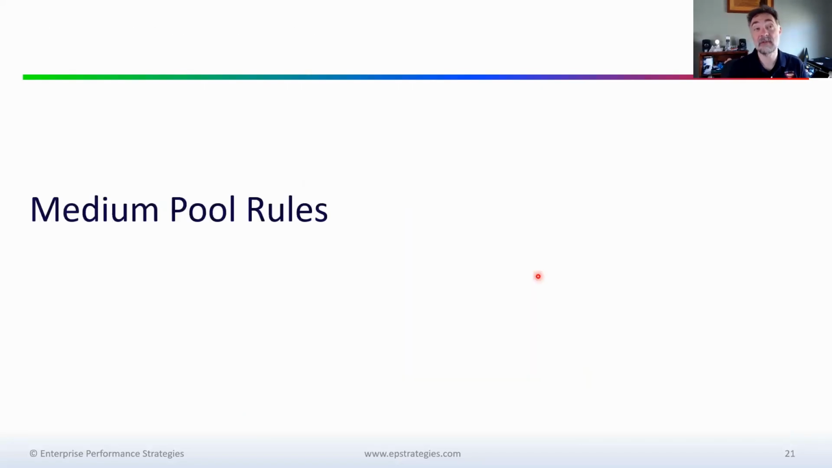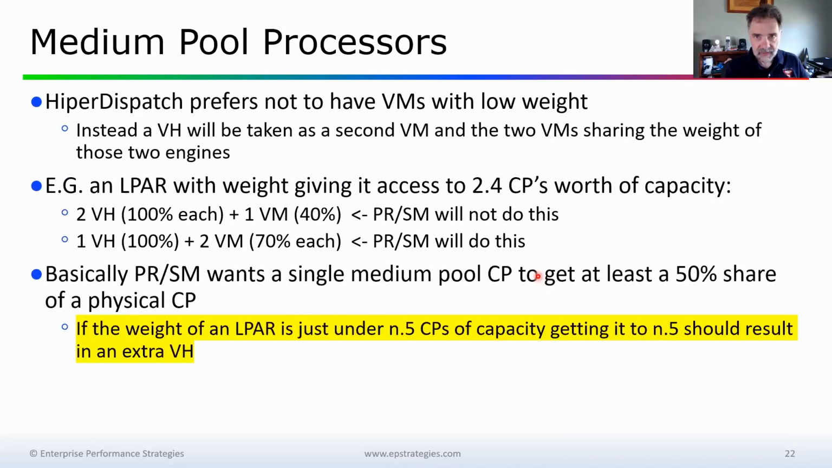Now, that's all very straightforward. There are some interesting notes around what's a medium pool and how much weight does it get, though. So basically, HiperDispatch prefers to not have vertical mediums with a low weight. Instead, a vertical high will be taken as a second vertical medium, and the two VMs share the weight of those two engines. So for an example, an LPAR with a weight giving it access to 2.4 CPs worth of capacity, you have two vertical highs and one vertical medium.